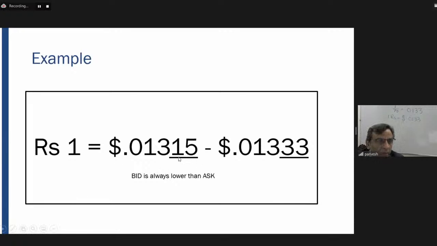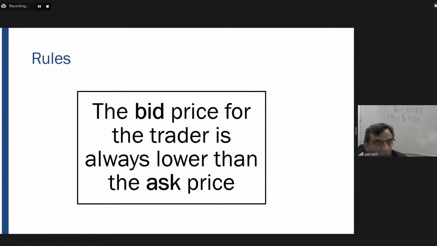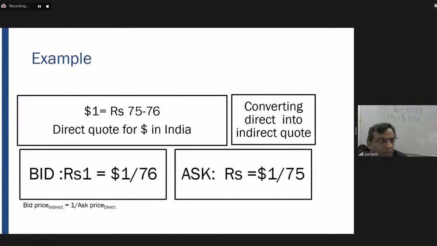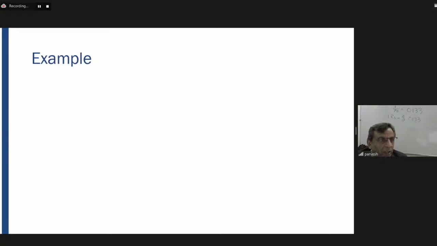So bid is lower. It is 15. Look at the last 2 digits. It is 15 and it is 33. So which is higher? This is higher. So the bid is always lower than the ask. So the parity is maintained whenever you convert a quote from direct to indirect quote. You will find that you have got again the same thing, that bid will always be lower. So I'll just take you back again, because this is a very important concept.